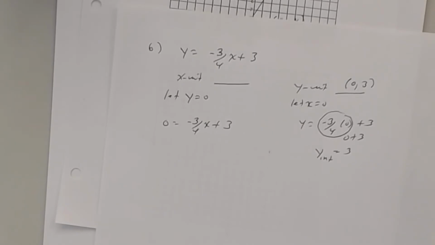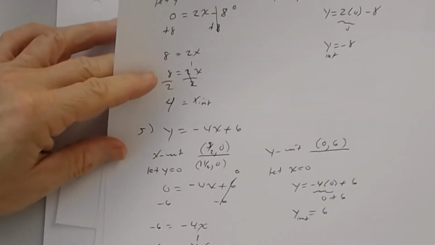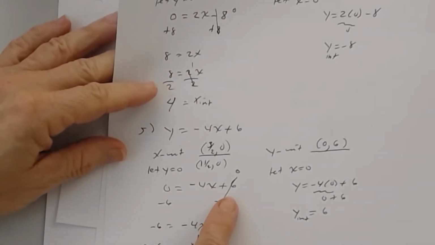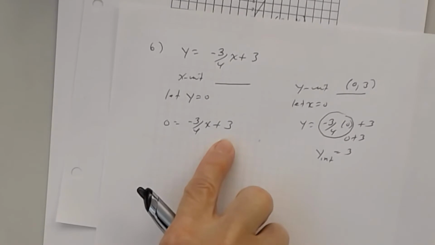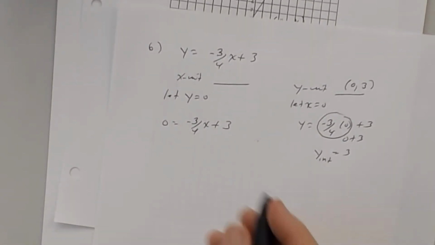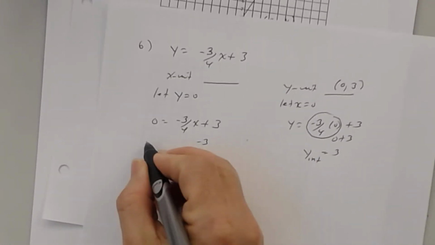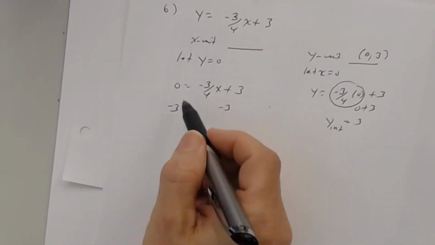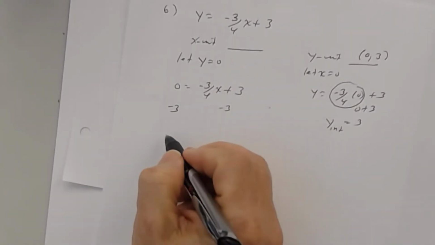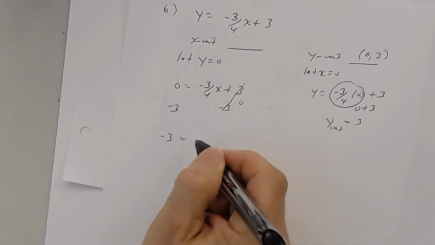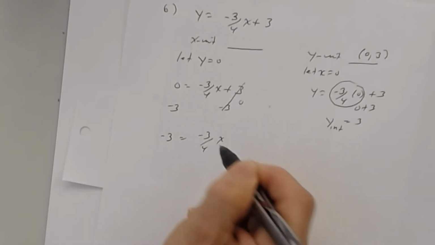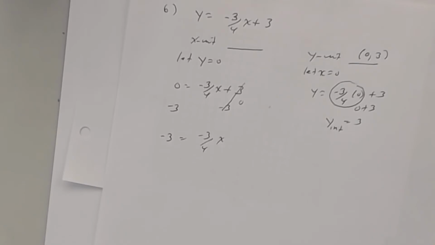So just like the previous one, if you compare, what was the first thing I did? In the previous one, I subtracted 6, right? So here I'm going to do what? Subtract 3. All right, so subtract 3 from both sides. So 0 minus 3 is negative 3, equals negative 3/4 x.